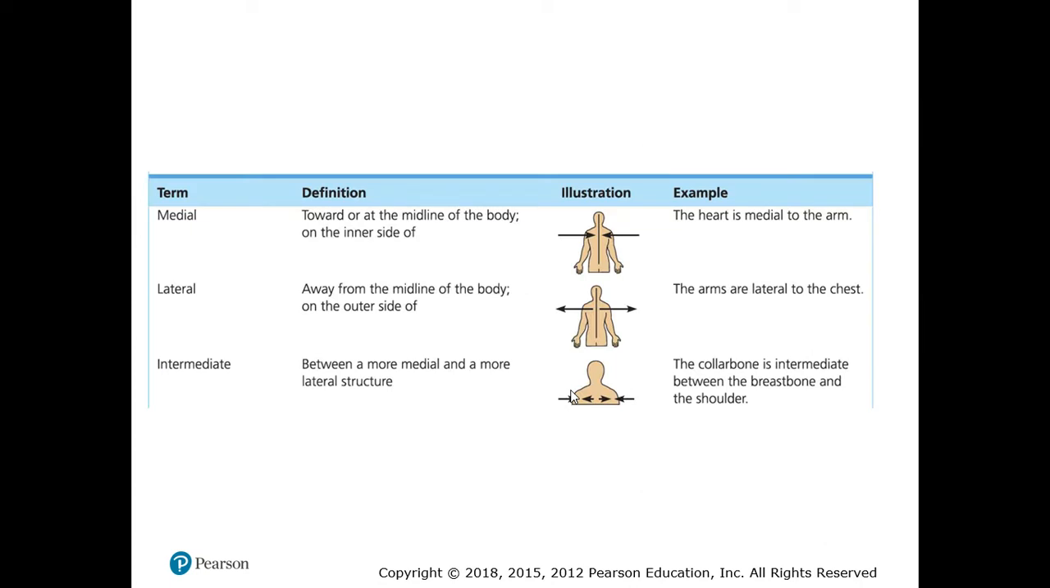I love that your book gives these illustrations because we do get to see examples here. So, for example, your heart is in the middle or medial to your arms. Vice versa, your arms are going to be towards the outside or lateral to your chest. And then I love this example of intermediate. Your collarbone is actually in between your breastbone and your shoulder. So your breastbone's right here in the middle. We got our shoulder over here. And right here would be where your collarbone is.